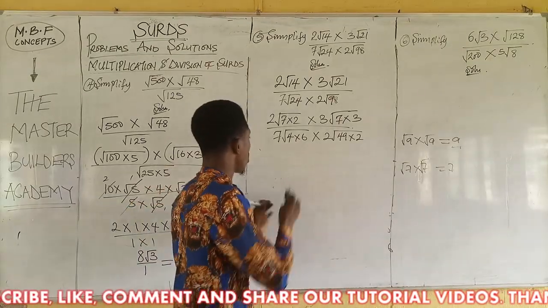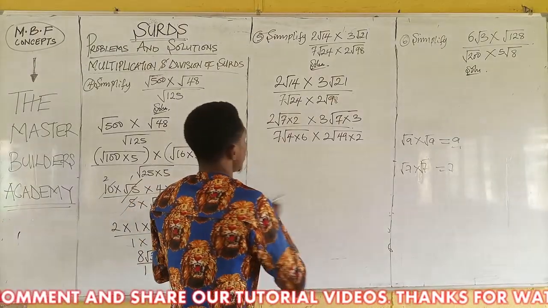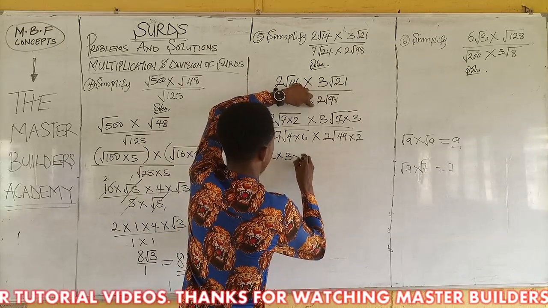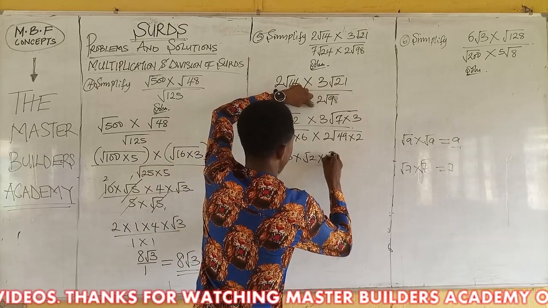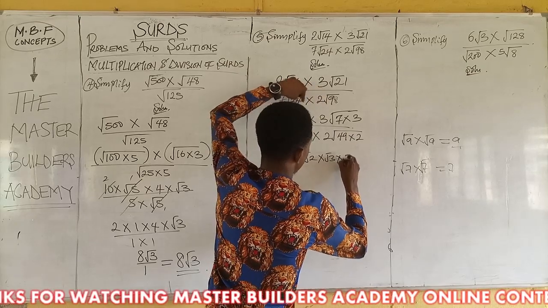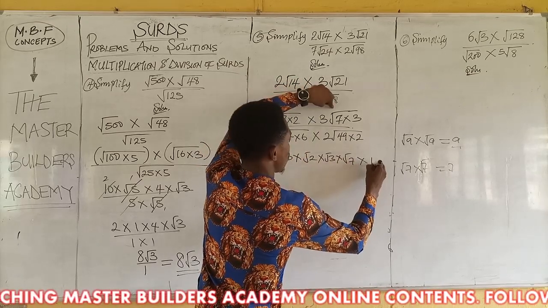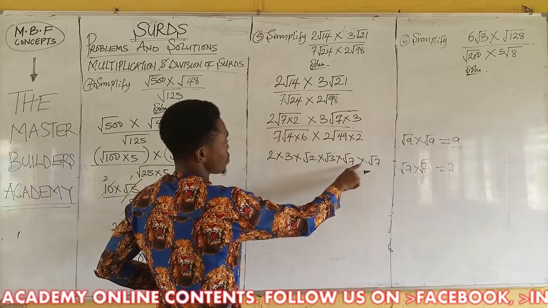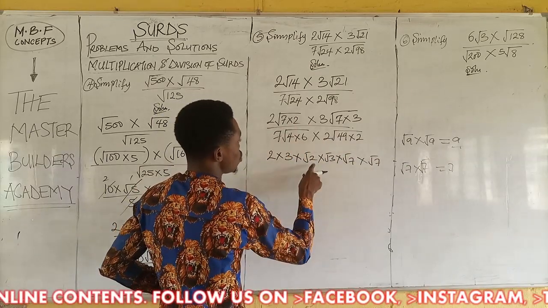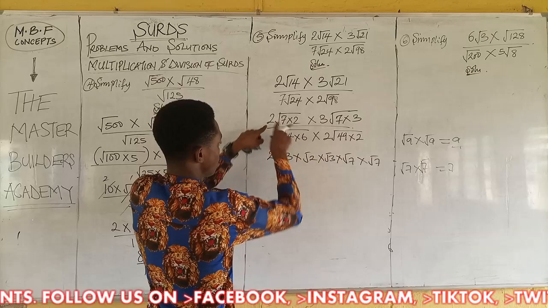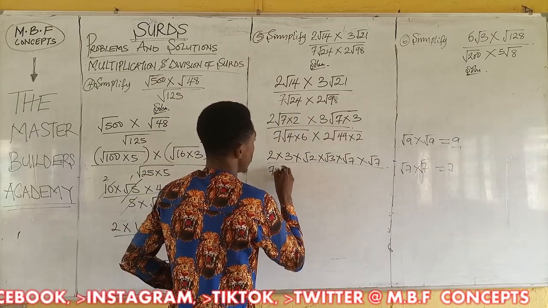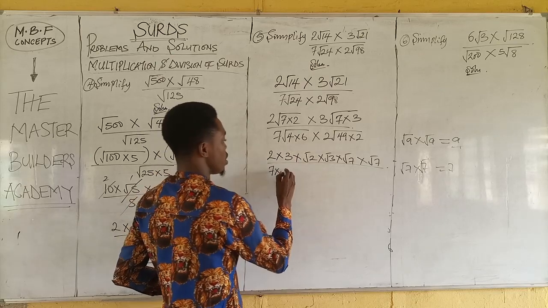At this point, all we simply need to do is to multiply 2 by 3, the numbers outside the bracket, then times root 2 times root 3 times root 7 times this other root 7. This is what we just did, we just split it: root 7, root 2, root 3. Then this 3 and this 2 are first here, all over 7.